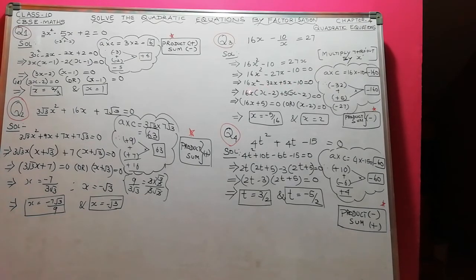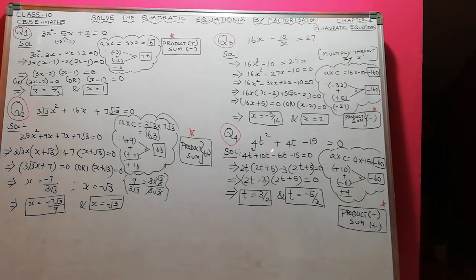Now let us take the common factor 16x outside. It gives you 16x into x minus 2 plus 5 is the common factor here. Let us take 5 outside, 5 into x minus 2 equal to 0. So it gives you 16x plus 5 equal to 0 or x minus 2 equal to 0. So we are getting two solutions for x, that is x equal to minus 5 by 16 and x equal to positive 2 are the solutions for the given quadratic equation. This is for the type 3.